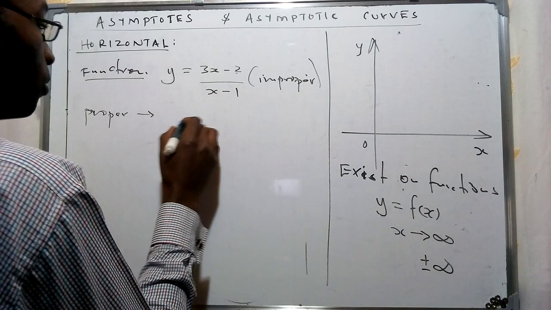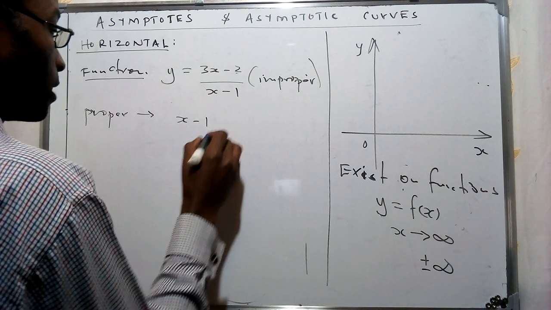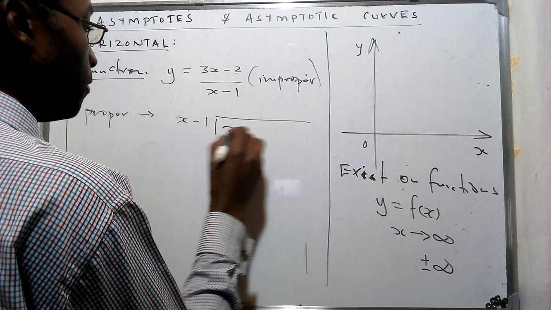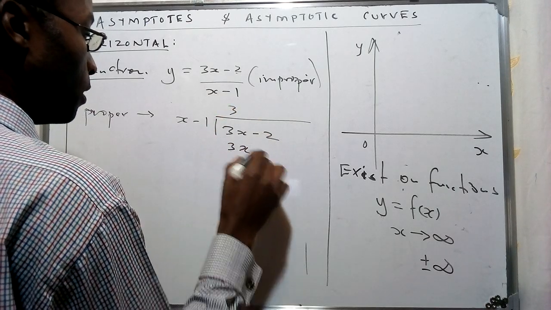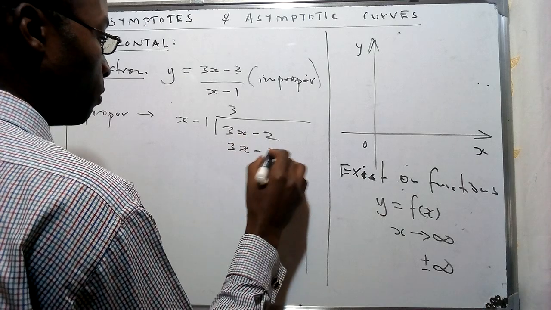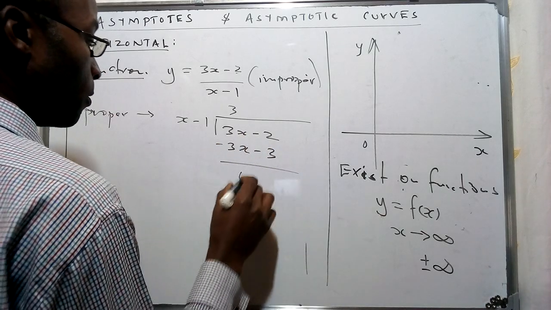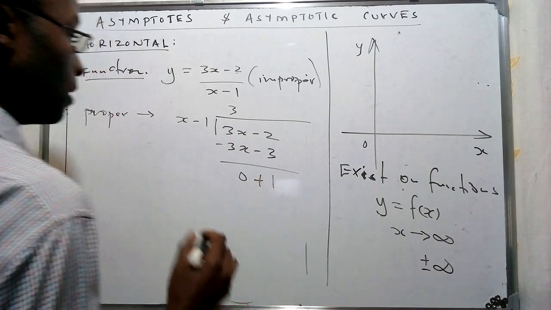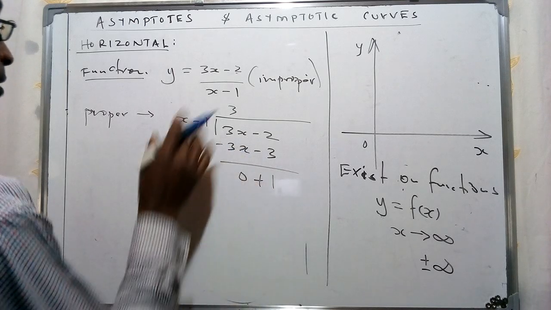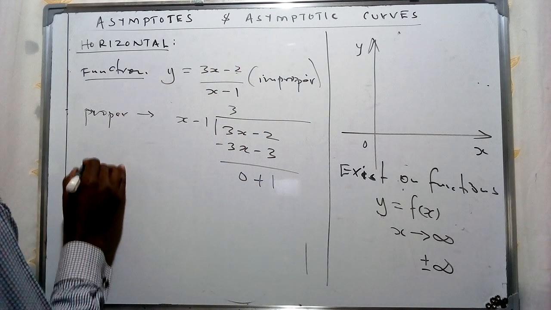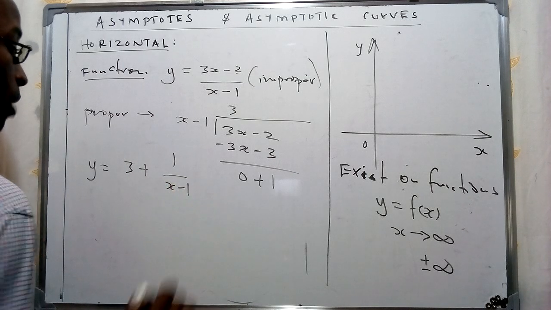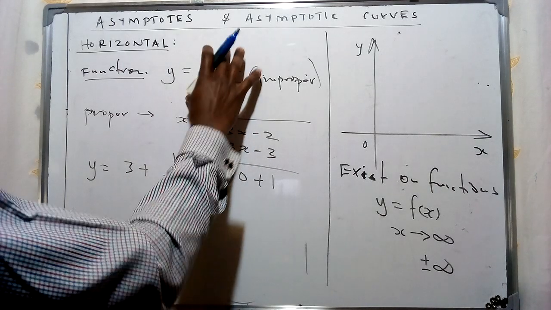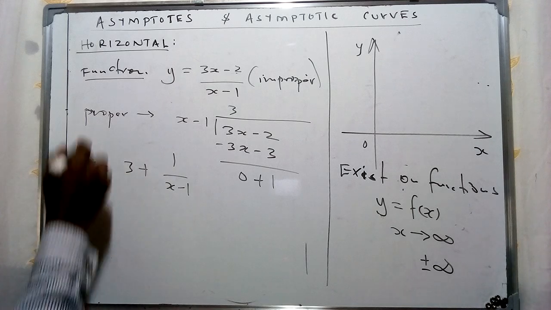So we shall have this one given in terms of x minus 1. Of course, we divide with this one. So 3 times x gives us 3x, and this is going to be negative 3. The difference of that is going to be 0 plus 1. Therefore, we can write this representation as y equivalent to 3 plus 1 all over x minus 1. This is another form of putting this improper fraction in terms of a proper fraction.